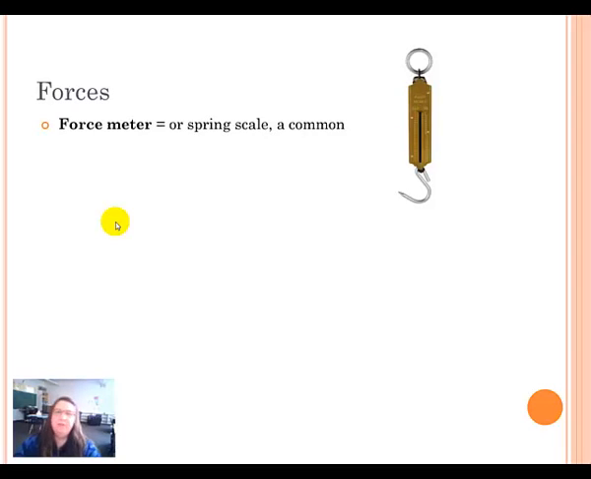How do you measure forces? You measure things using a force meter or a spring scale. So this is a spring scale type of force meter. Inside it contains a spring. It has a scale here that will tell you how much force is applied. You attach the thing that you want to measure to the bottom hook here and you hold it by the ring.